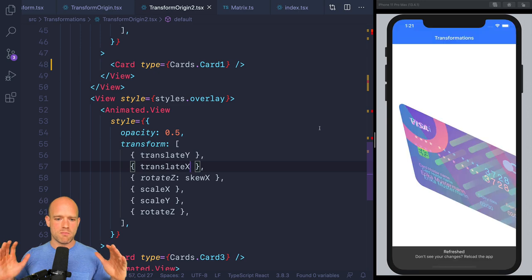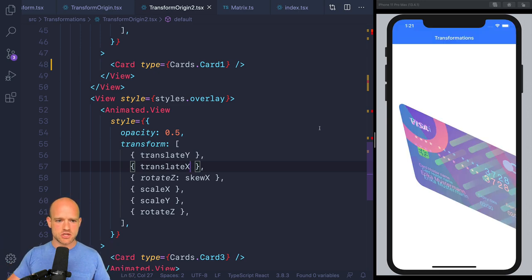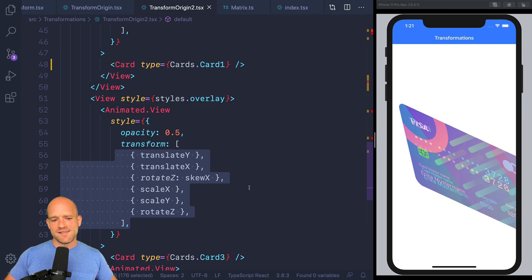So no matter how complex your 2D transformation is, you have an easy way to keep offset values for your transformation on the UI thread using Reanimated. I think we can do something cool with this, and let's find out in the upcoming videos.